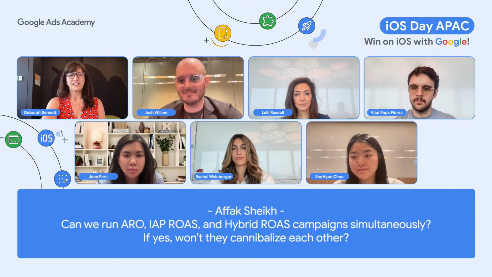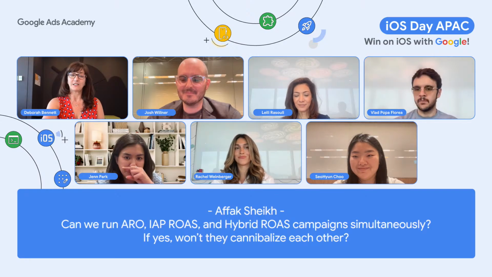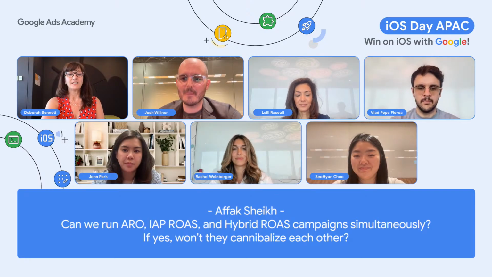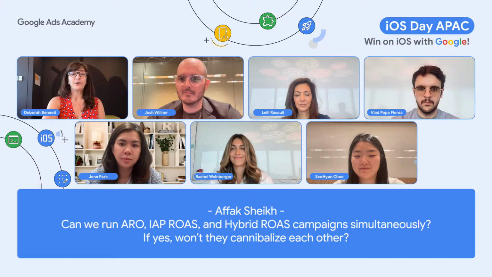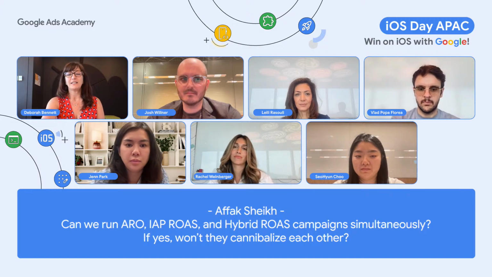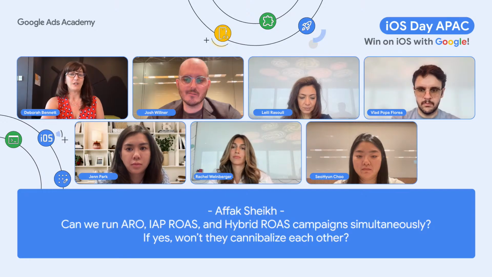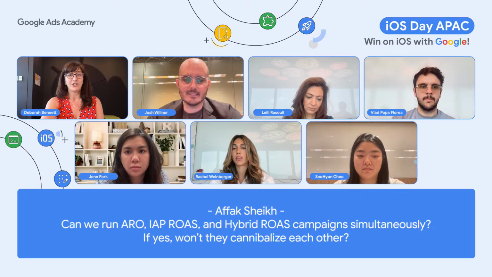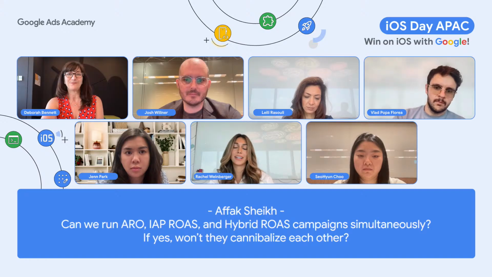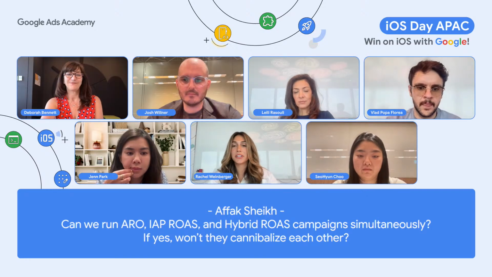Okay, our next question. This is a good one that I always hear when I talk to customers. Is it okay to run ARO, IAP ROAS, and hybrid ROAS campaigns at the same time? If yes, wouldn't they compete with each other? Rachel or Suhin, I can give you this one. Yeah, I can take this one. So it's a really good question.